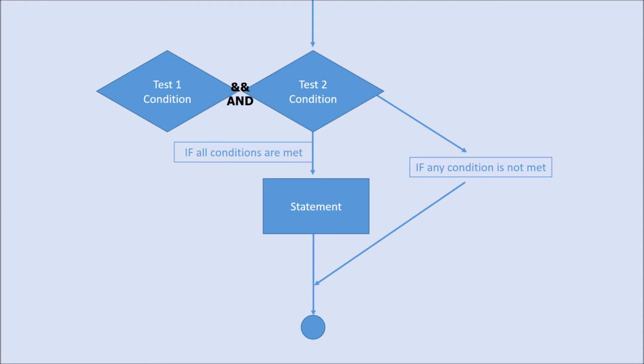Let's look at the OR statement in graphical representation. We have again two conditions. If test 1 or test 2 conditions, if any conditions are met, if either one of those turns out to be true, it will do the statement. However, if no conditions are met, it will go around. For the OR, both things have to be false for it not to do the statement. In the AND, both things have to be true for it to do the statement.